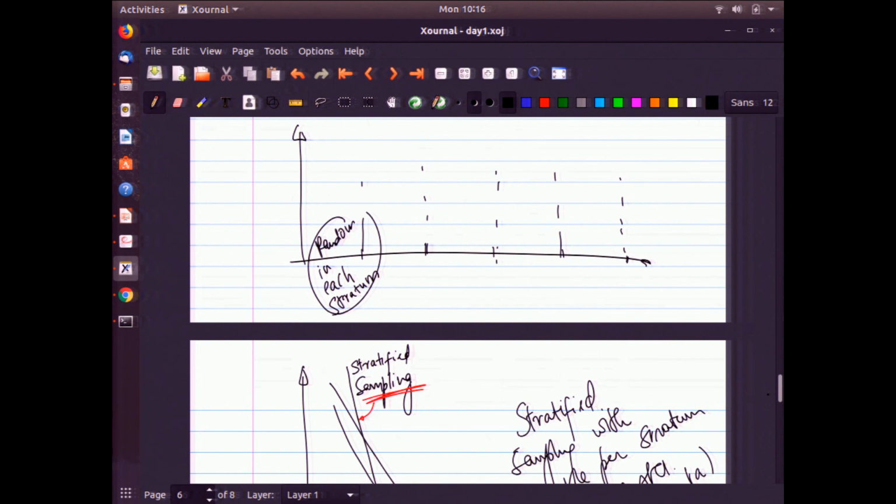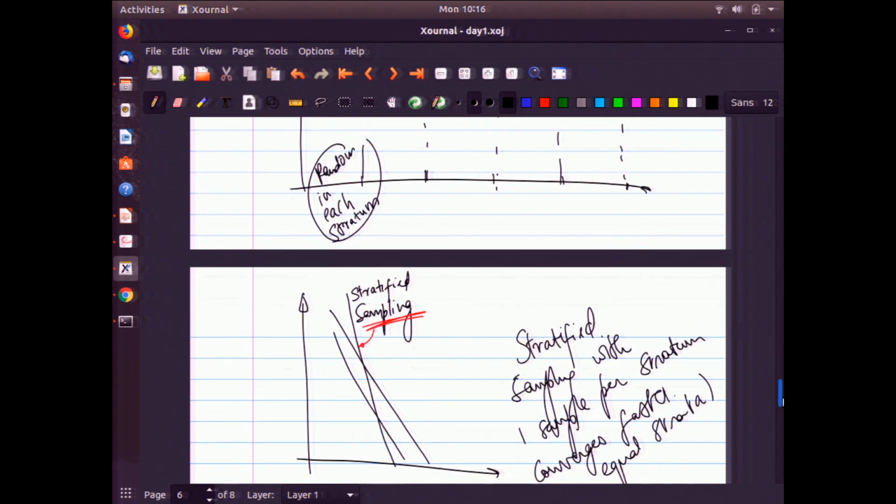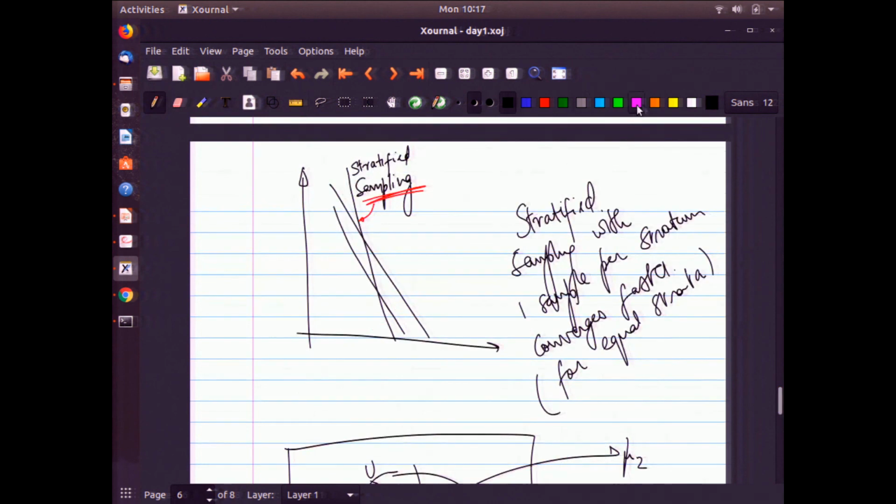So yes, there are ways to optimize. Again, if you don't know the function, there's really no hope of optimizing, which is why this strategy of equal strata with one sample. So in this case, does anyone know what this is called? This is called jittered sampling.